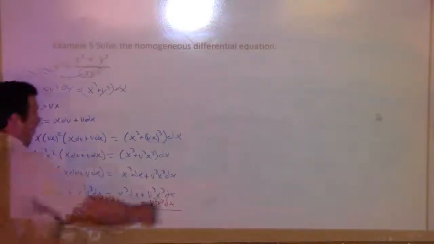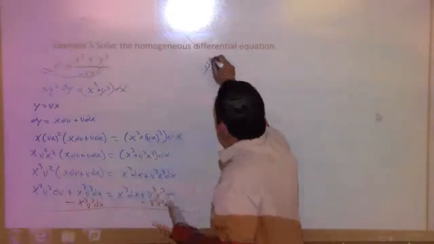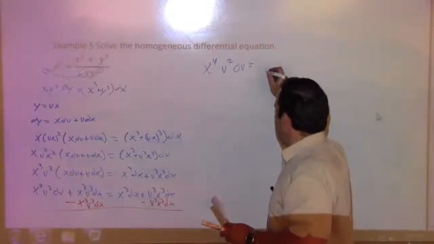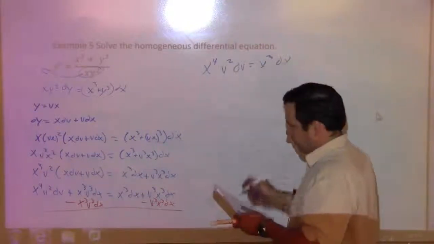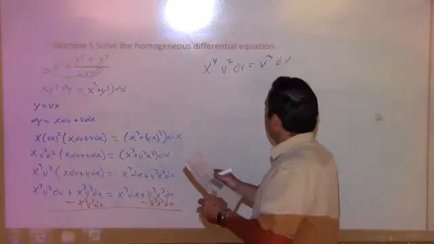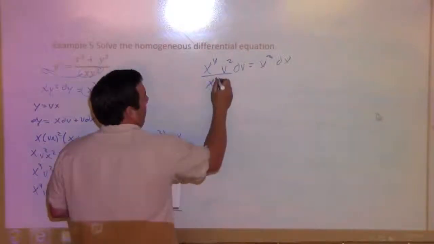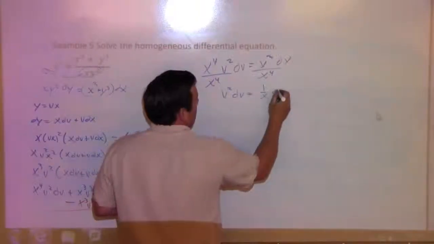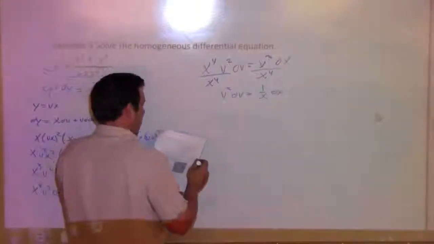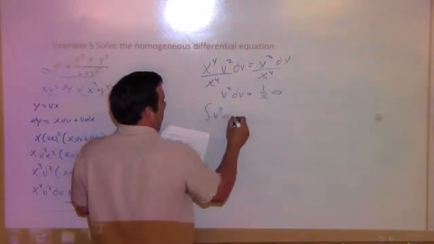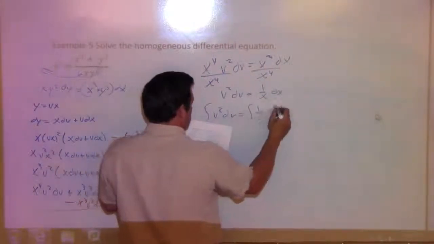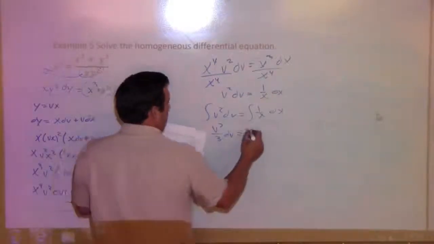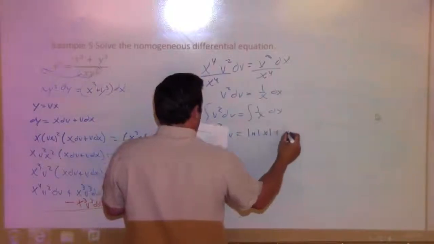And what are we left with? X to the fourth v squared dv equals x cubed dx. Now if I divide both sides by x to the fourth, I have v squared dv equals 1 over x dx. The integral of v squared dv equals the integral of 1 over x dx. So v cubed over 3 equals natural log of the absolute value of x plus c1.